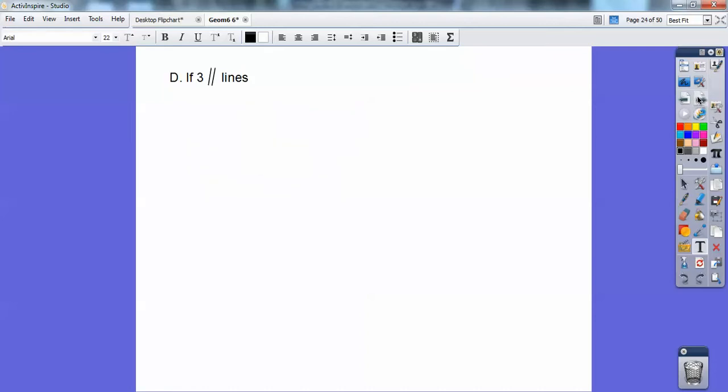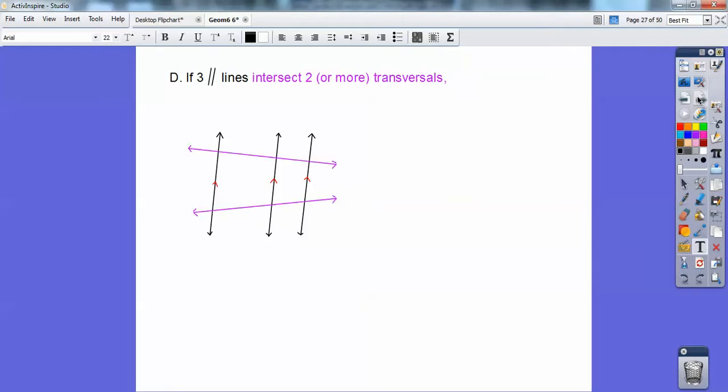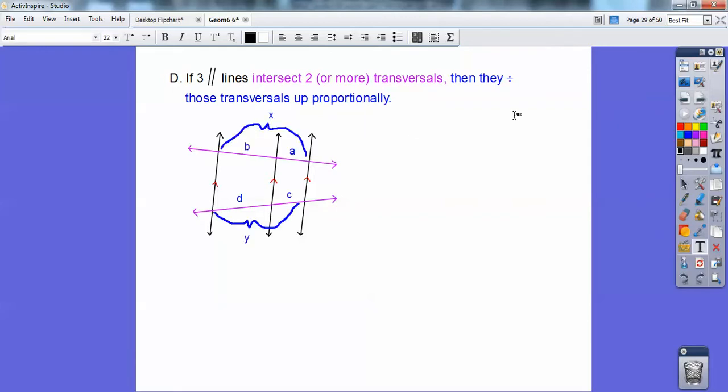If there are three parallel lines that intersect two or more transversals, there's two transversals right there, then it divides those transversals up proportionately. So there's all kinds of proportions.